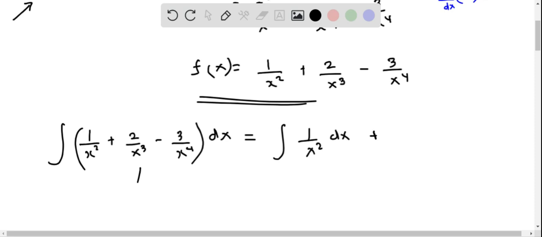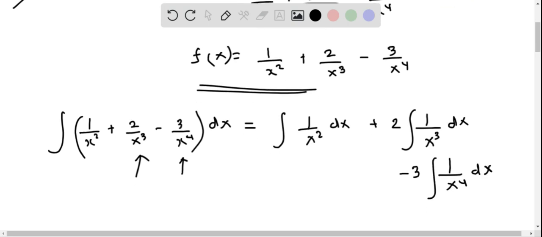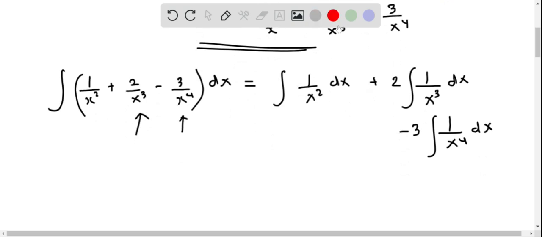And then we have this term 2 by x cube. I can factor out the 2 and then integrate only the x cube term. So it becomes like this. And then for the next term, I have minus 3 by x power 4, which can also be factored. That is, I factor out the 3 and then integrate only the x power 4. So I write it down like this. Now I have to integrate each term one by one. The first term is 1 by x squared, the second term is 1 by x cubed, and the third term is 1 by x power 4.